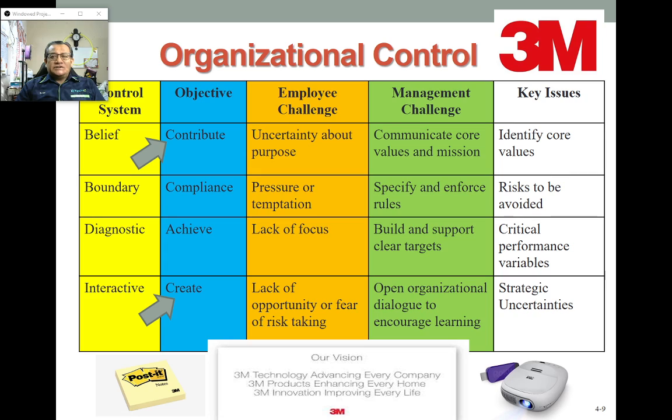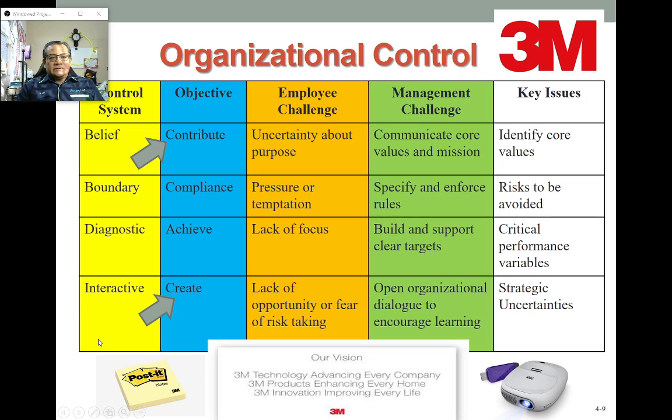Let's take a look at organizational control, the service organization control. In this quadrant, you could see the columns of control system, objective, employee challenge, management challenge, and key issues. I would say an organization which has good control management is 3M, Minnesota Mining and Manufacturing Corporation. It is an American company. It is considered one of the good creative companies and good from the perspective of control and management.